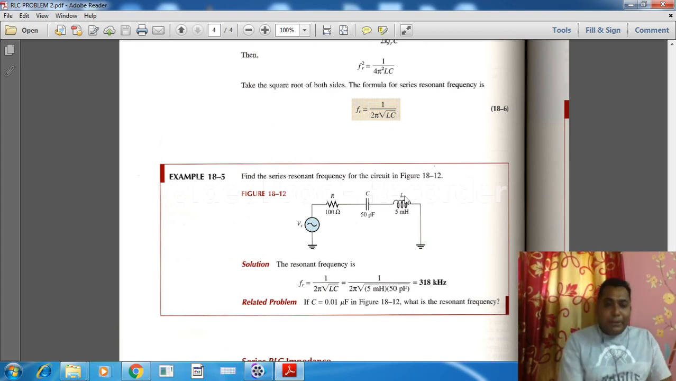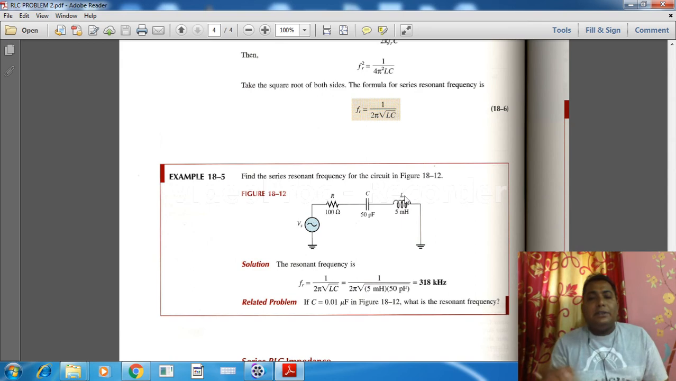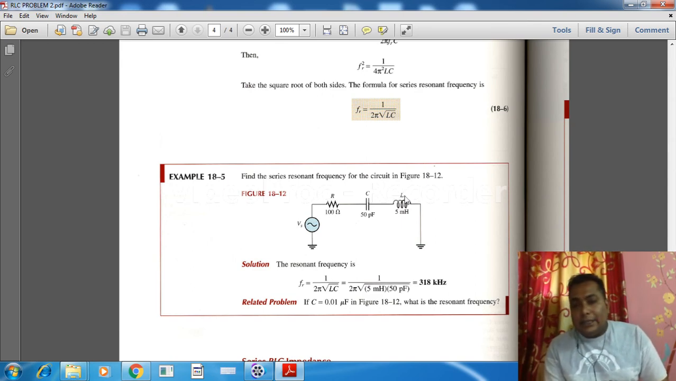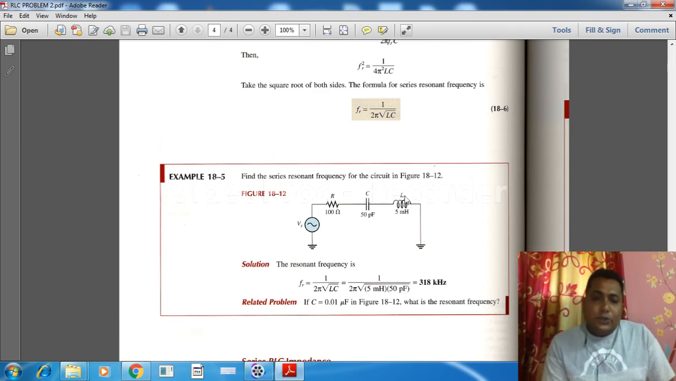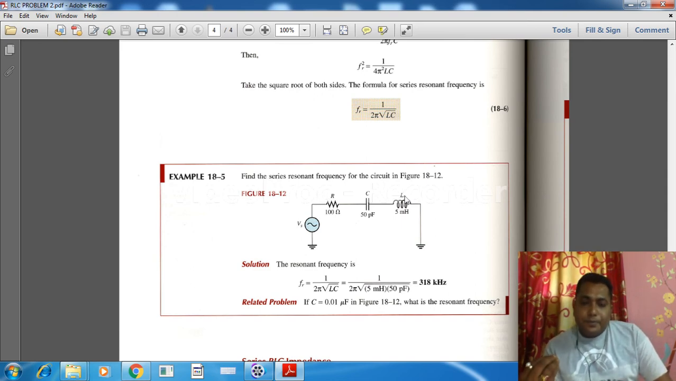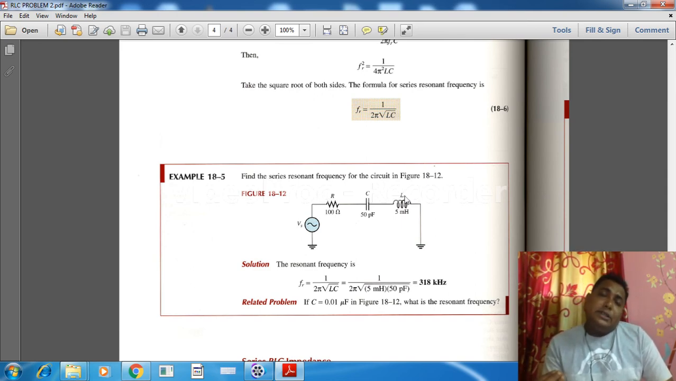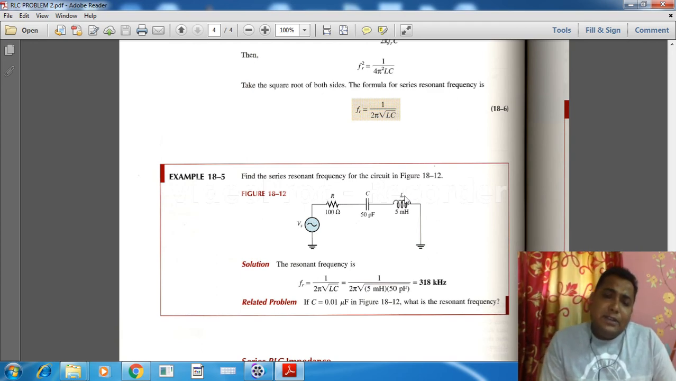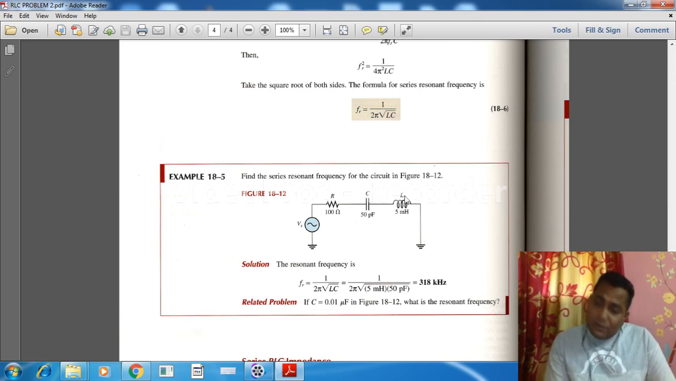So from the capacitance value, that is 50 picofarad, we have to find out the XC, and from the L value we have to find out the XL. After finding out those values, we put them in the equation with I, and before that we have to find out the I value. It is very simple to find out the I value. Why? Because we have to find out everything at resonating condition, correct? Because the problem is at that condition.